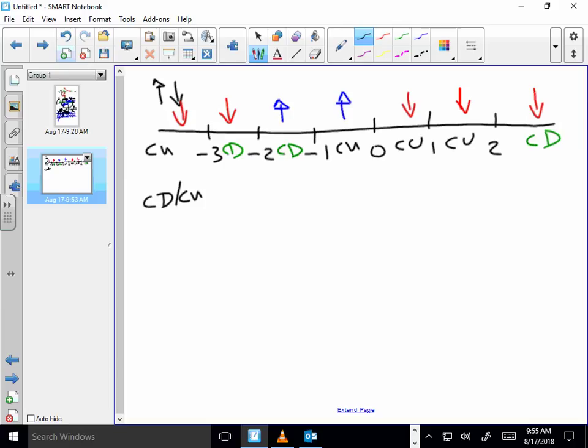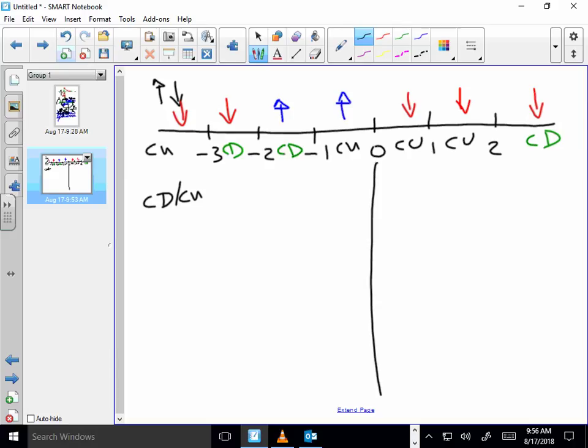And again, I want to think about those 4 shapes that I can have: decreasing and concave up, decreasing and concave down, increasing and concave down, increasing and concave up. Okay. So we graph.